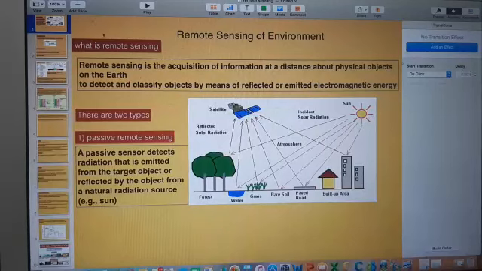In this video, we are going to discuss the concept of remote sensing.